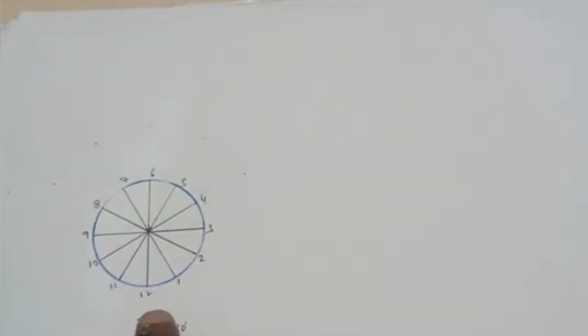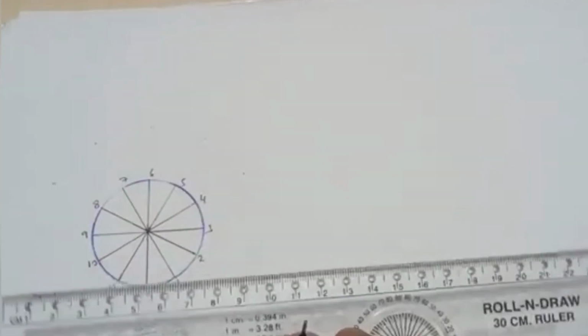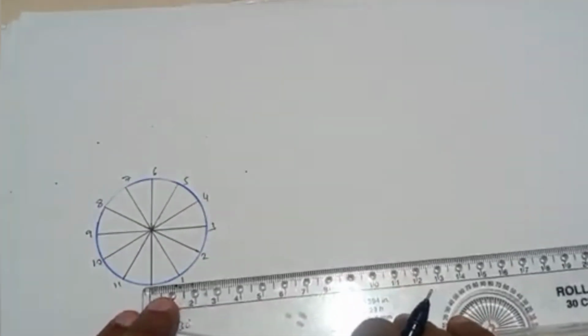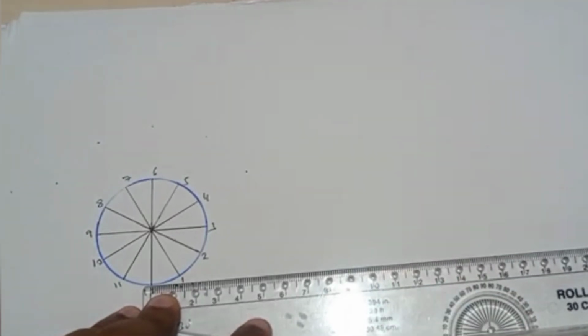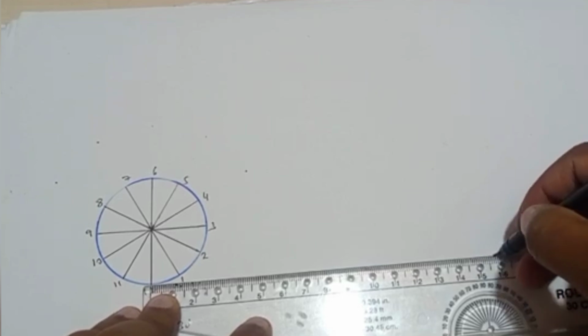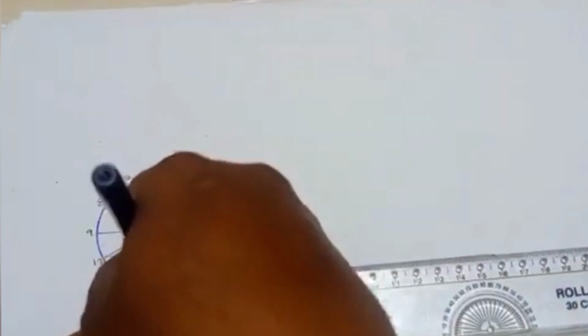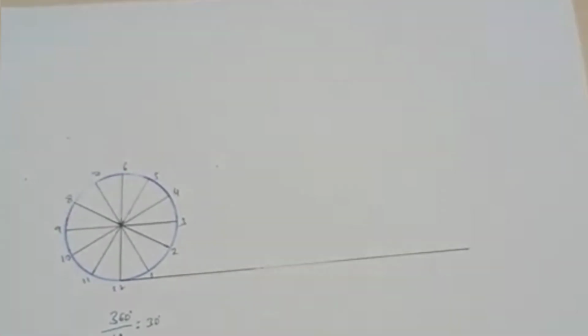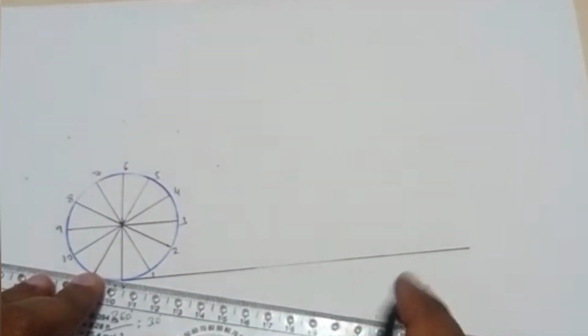Now I'll be drawing from this point a length of 15.7 cm. I can keep the scale here and mark a point at 15.7, then draw a straight line. Now we have to divide this straight line into 12 equal parts. For that, I'll just draw one line here.